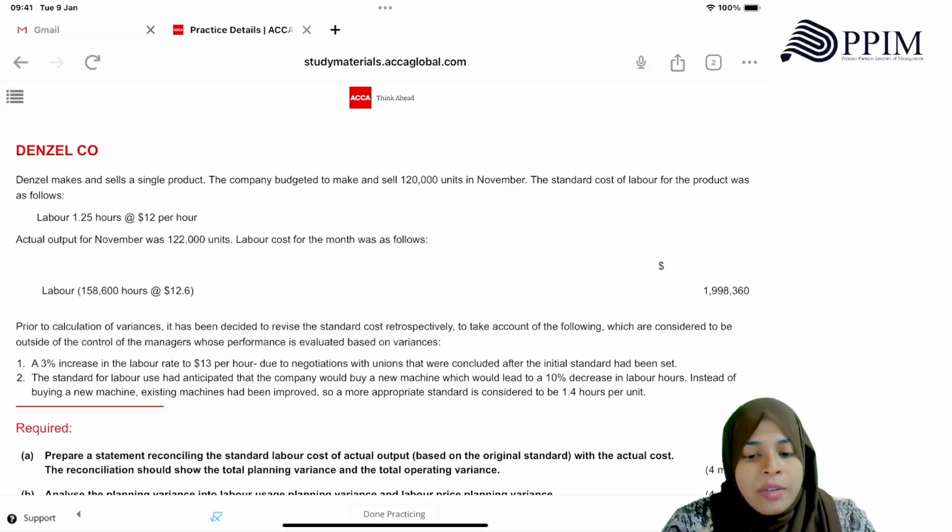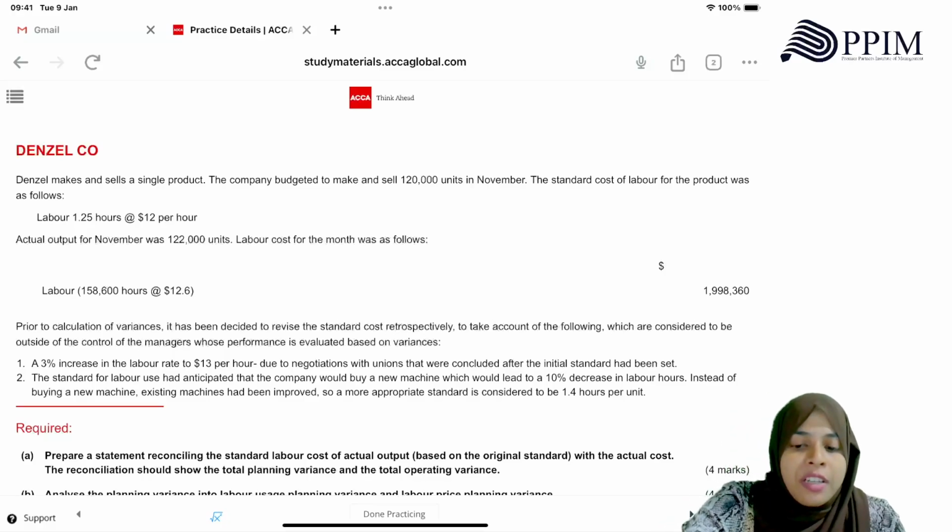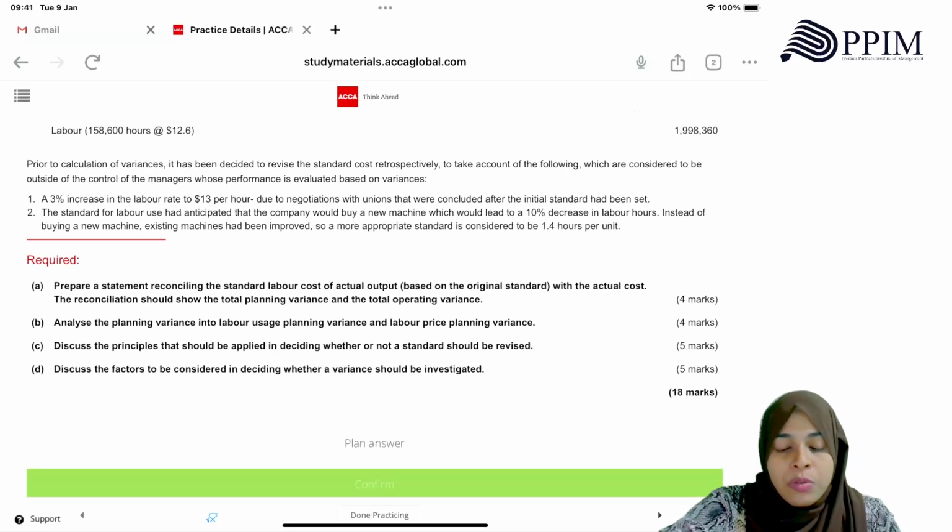A standard for labor use had anticipated that the company would buy a new machine which would lead to a 10% decrease in labor time. Instead of buying a new machine, existing machines had been improved, so a more appropriate standard is considered to be 1.4 hours per unit. Standard hours is 1.25, revised standard is 1.4, actual how to find: 158,600 hours divided by 122,000.